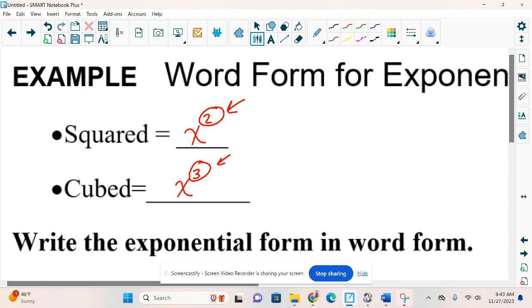And the way I remember that is a cube, something I can hold in my hands, right? It's 3D. Because it's 3D, it has a power of 3. A square is 2D because it's flat, so it has a power of 2. Those are some fancy words that you might need to remember. Those are the only numbers that have fancy words. To the power of 4, 5, 6, 7, none of those have a special word. Only ones that have special words are 2 and 3.